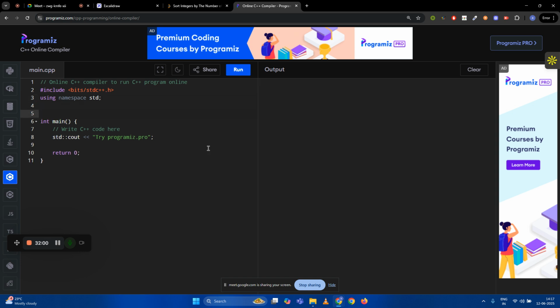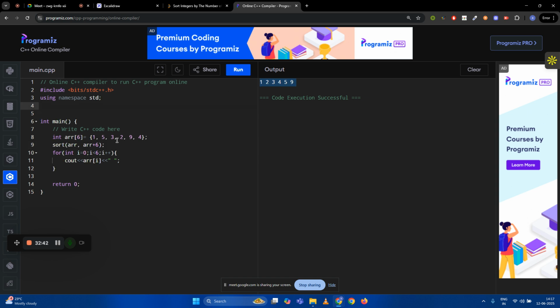Okay, let's have an array first. Int arr of size 6: 1, 5, 3, 2, 9, 4. I want to sort it in ascending order, so sort(arr, arr + 6). If I print it, it will be sorted in ascending order. Let me run it. It is in ascending order now. But I want to write my own comparator.